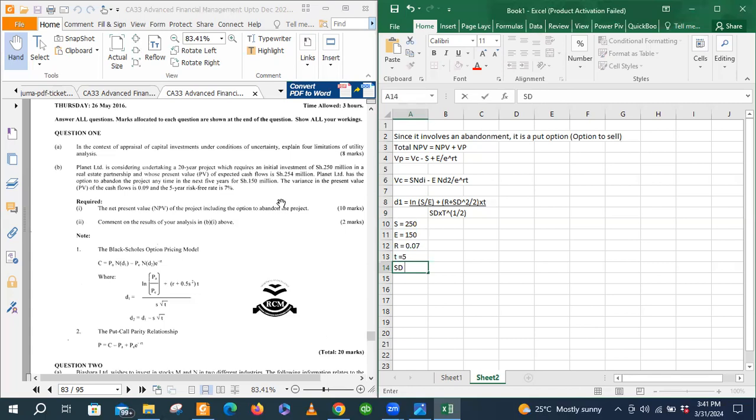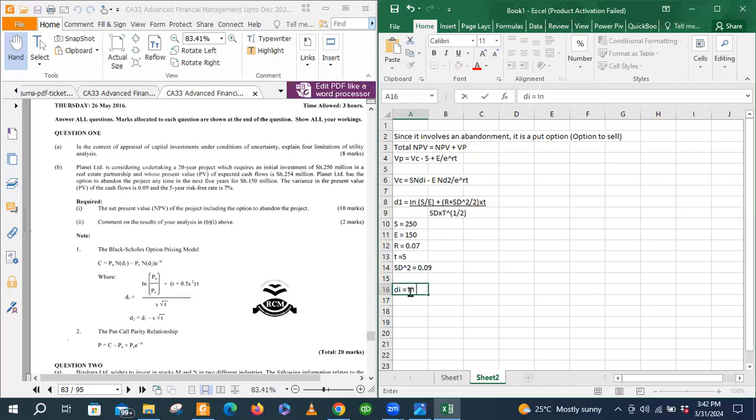We have the variance. So standard deviation squared, which is 0.09. Yes. So can we get our D1?